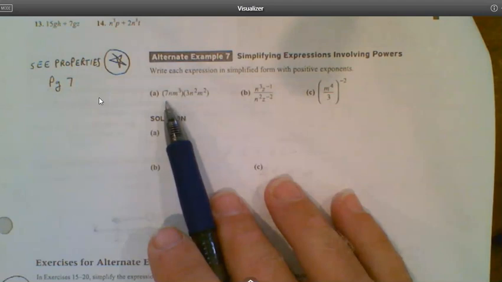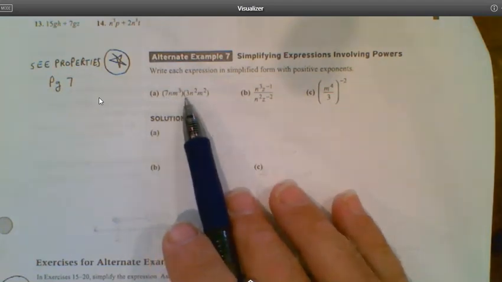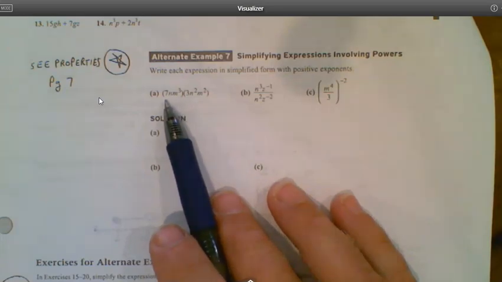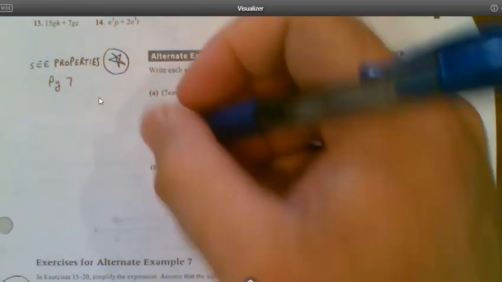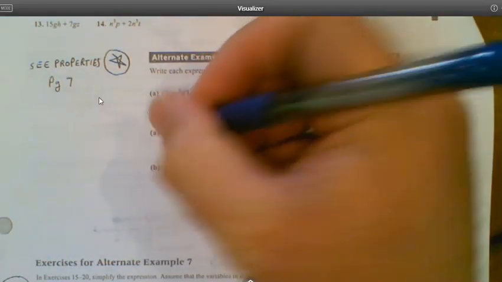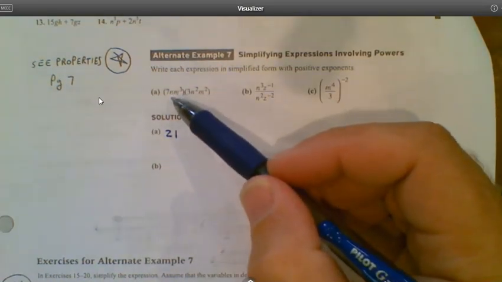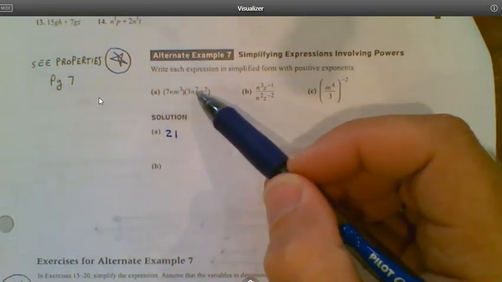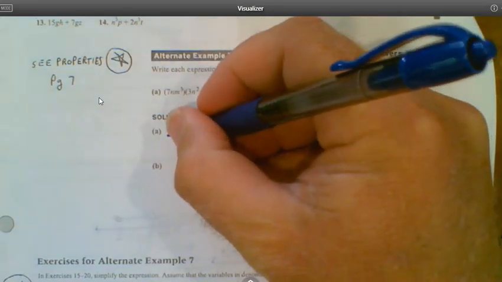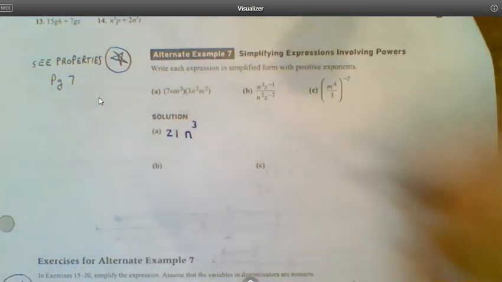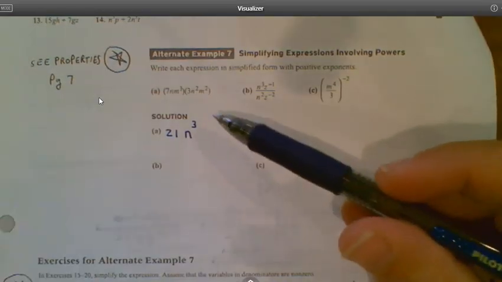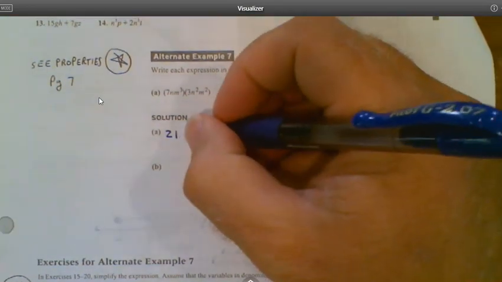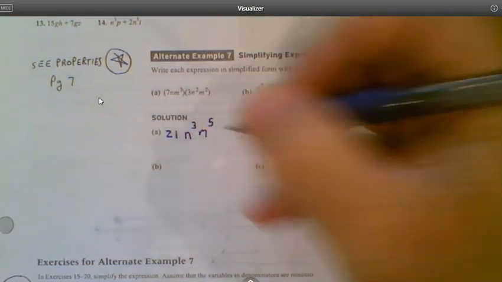Don't forget that you're treating normal numbers as normal numbers, right? The 7 and the 3 are not exponents. All we're doing is multiplying. So we would say 7 times 3 is 21. If I did n to the first times n to the second, their exponents would add up to a 3, and then as far as the m's go, their exponents would add up to 5.